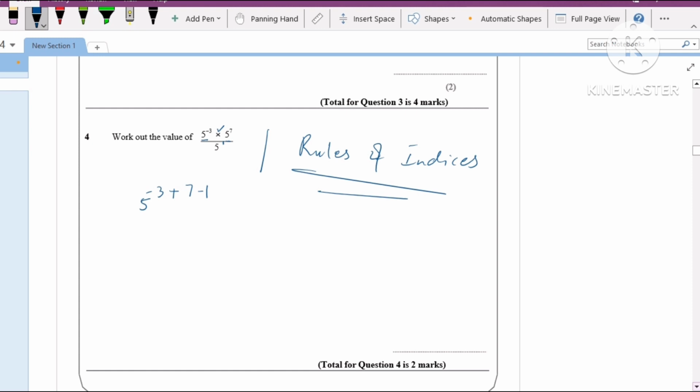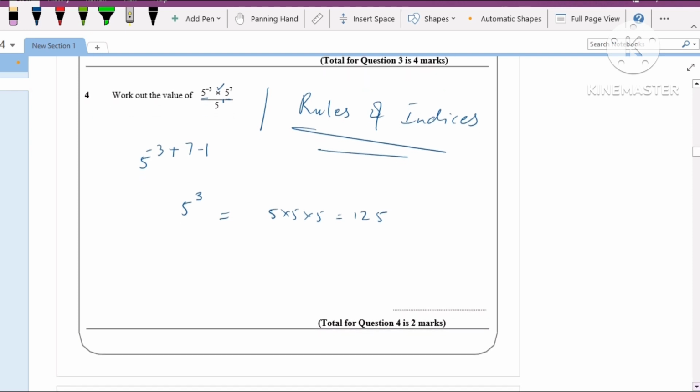So minus 3 plus 7 minus 4. So minus 3 plus 7 minus 4, what should it be? It should be 3. So 5 power 3 is basically 5 times 5 times 5, that is 125. So this is your answer. This is the question from the indices. You have to use the rules for the indices.